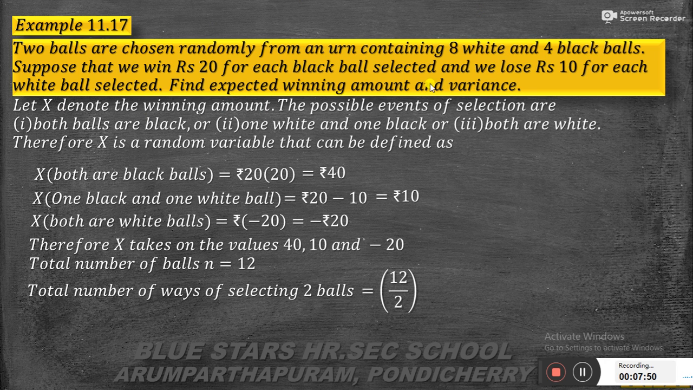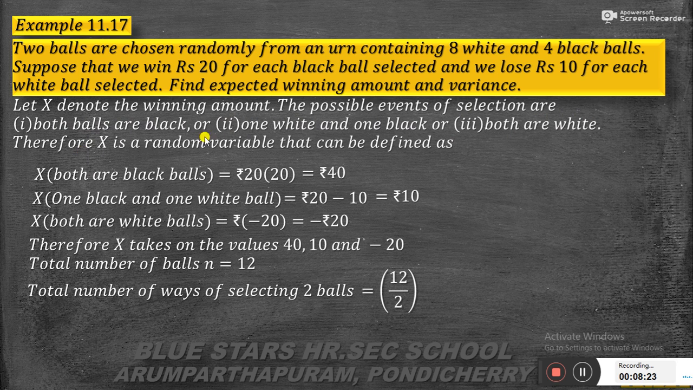Find the expected winning amount and the variance. So they ask about the expected winning amount and the variance. So let x denote the winning amount. Here I take x to denote the winning amount. The possible selections are: first possibility, both balls are black; one white and one black; and both are white. So three possibilities when two balls are chosen.